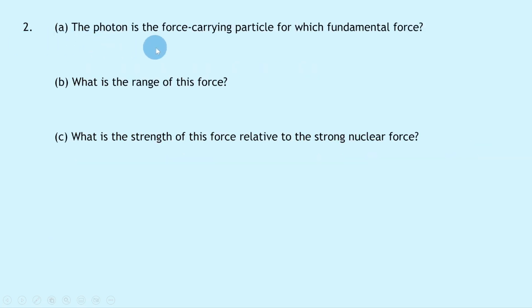Question 2 part A says the photon is the force carrying particle for which fundamental force? Well, remember that is the electromagnetic force. And part B, what is the range of this force? Well, remember the range is infinite. And part C says what is the strength of this force relative to the strong nuclear force? Well, if we assume the strong nuclear force has a relative strength of 1, then the electromagnetic force has a strength of about 10 to the minus 2 times that of the strong nuclear force.